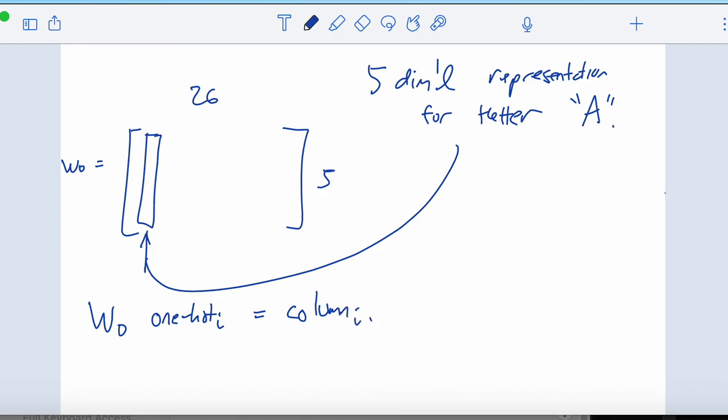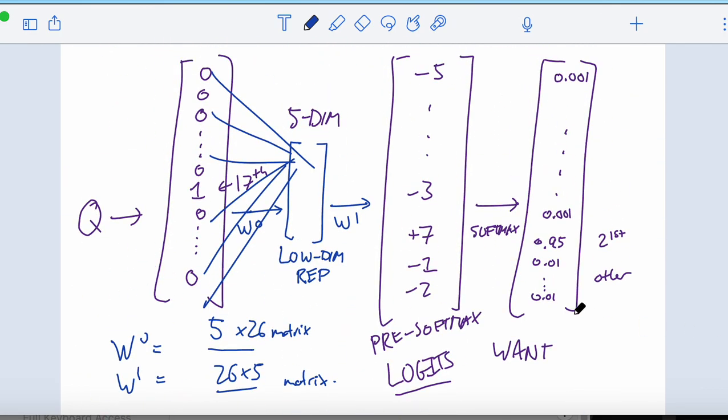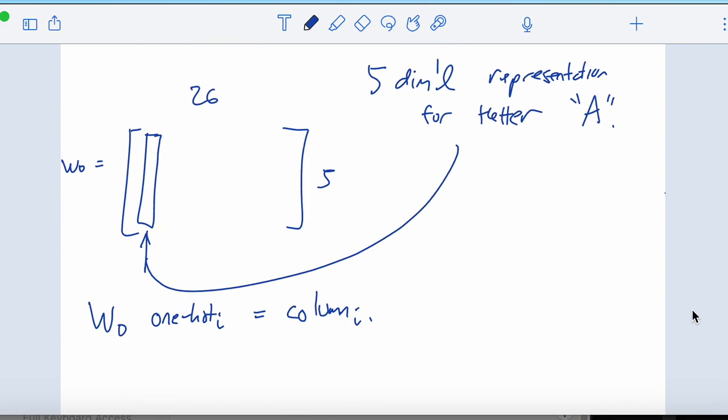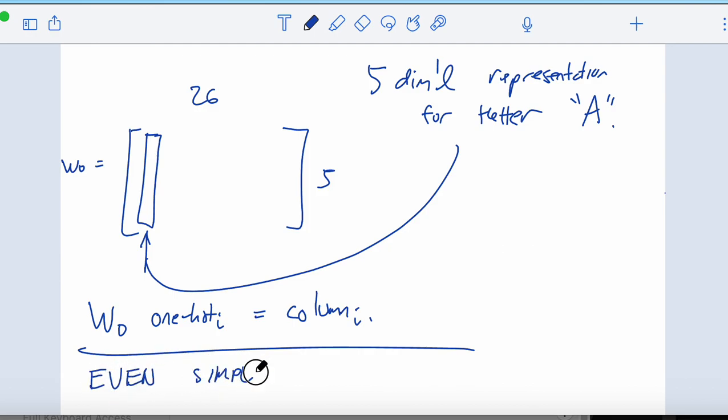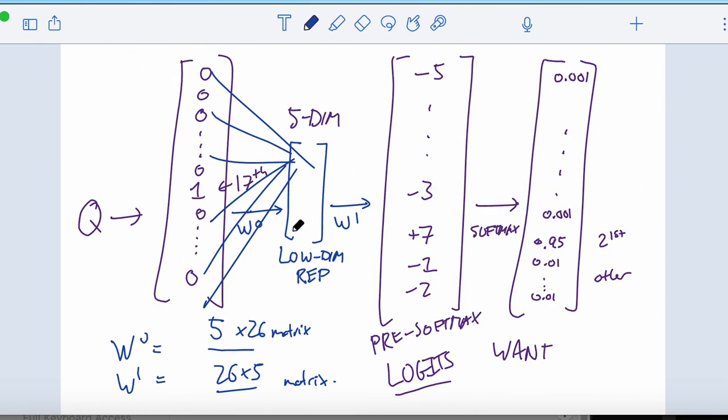You just have two matrices. The W0 is the low-dimensional representation of the inputs, and the W1 is the low-dimensional representation of the outputs. But we're doing letters, and the inputs and the outputs are both letters. So you can make things even simpler and say, look, I'm looking for one vector representation. So the even simpler thing you can do is let W0 equal W1, and it has to be transposed because of the way it's working over here to make everything work out.